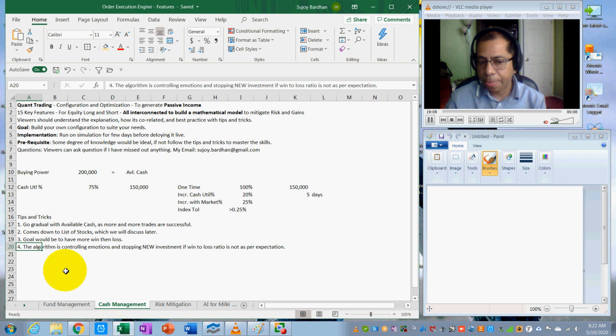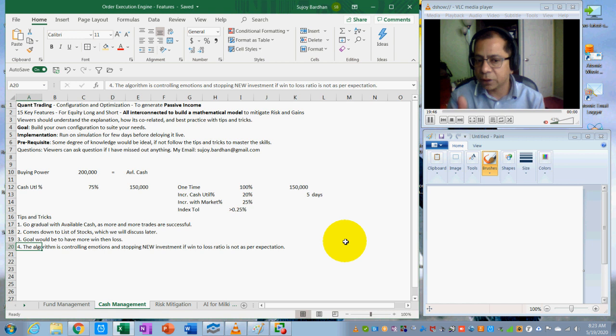So the algorithm will completely control your emotions and stop new investments if your win to loss ratio is not as per expectation. So there is nothing to be worried about when it comes to these configurations, because these configurations will automatically stop it. You will put your brakes on right away. At that point, you can go back and think about what type of list I should maintain in order to get to the sweet spot at 90% ratio.